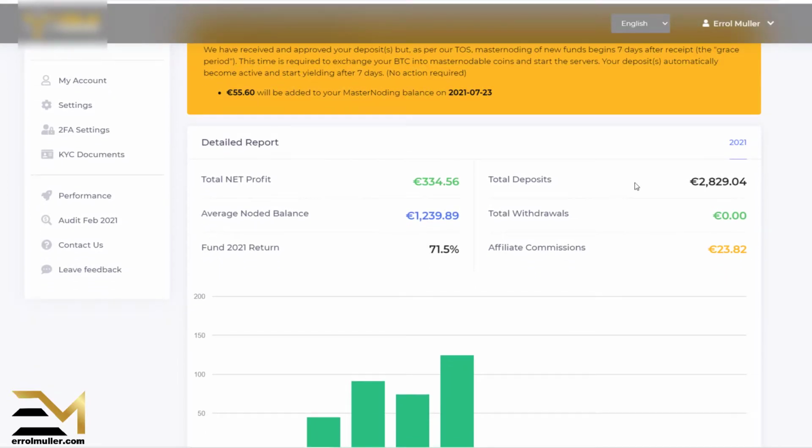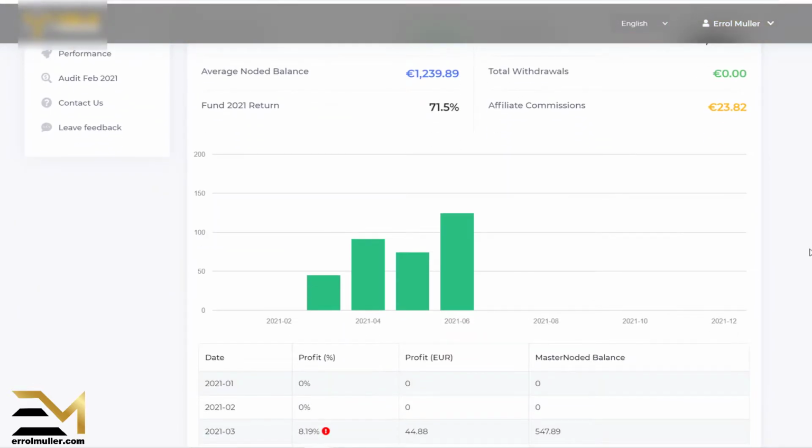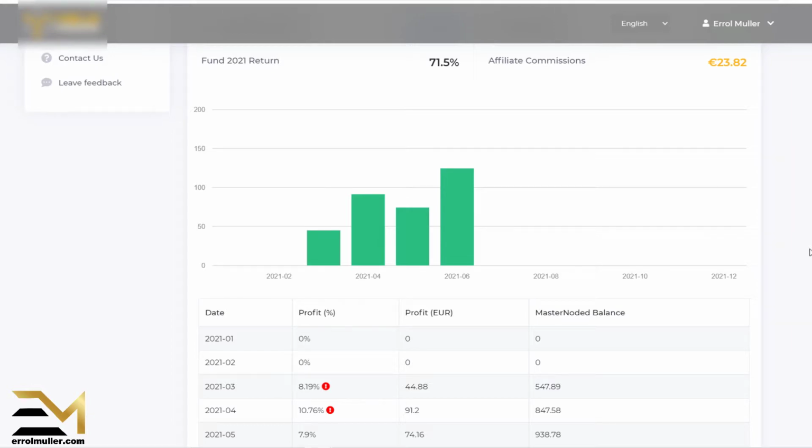So as you can see, my total net profit is 334 euros. My total deposits is 2,800 euros. Reason being, I had some affiliate commissions that came in at 23 euros that I added to this balance right here. So these are my results, and I'm also going to show you how you can get access to this type of, I want to say investment, but it's not really an investment, if I can call it like this. So let's just leave it at that, to this program. I'll show you how you can get access to it.